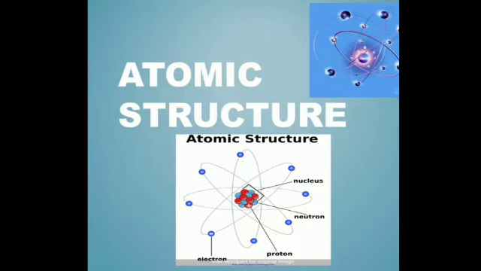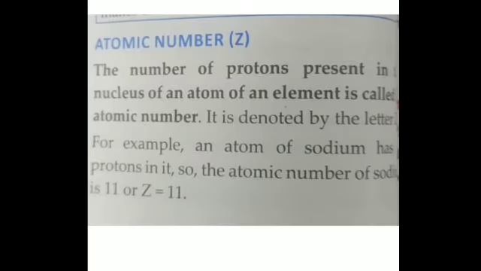Let's revise what we had done in the last lecture. I told you about the atomic number. What is atomic number? That is the number of protons present in the nucleus of an atom of an element, and it is denoted by the symbol Z, or the number of protons is equal to the number of electrons. So Z gives us the idea about the number of protons or the number of electrons: electrons present around the nucleus of an atom, and protons present inside the nucleus of an atom.